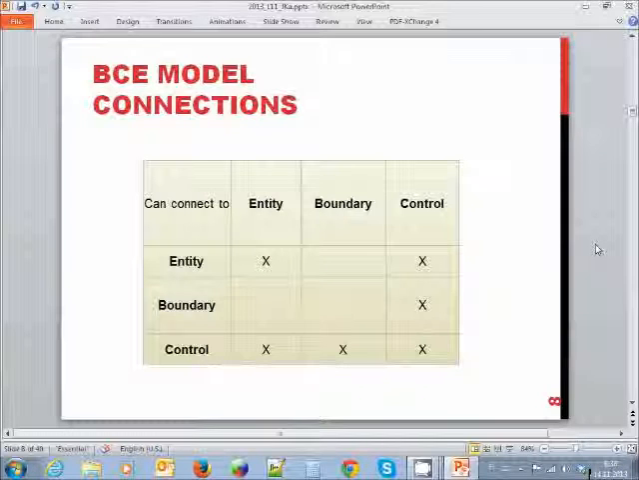Also worthwhile to notice is that unless your users are programmers or developers who manipulate the source code itself, all the actors should always be connected to boundary classes, because boundary is also the user interface.